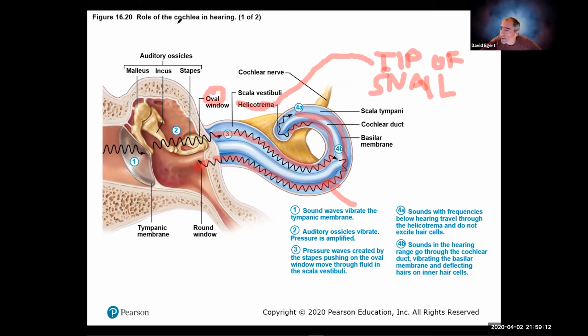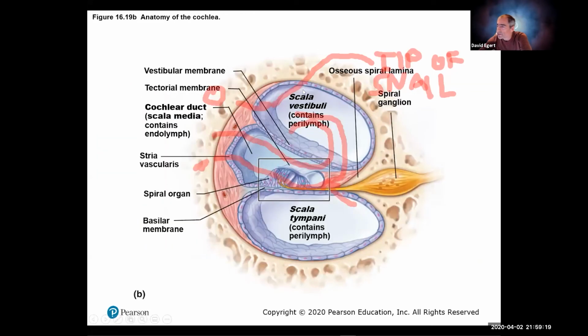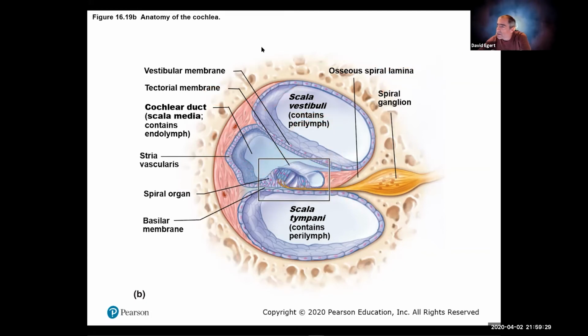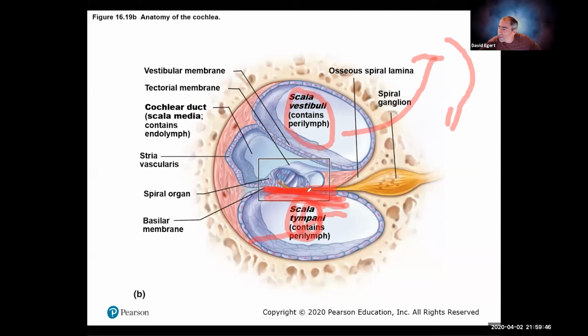So again, if I go back, this is that cross section of that spiral going up. The vibration starts going in the scala vestibuli, or vestibular duct, goes all the way out to the helicotrema, and comes back along this tympanic duct. As the tympanic duct vibrates, this basilar membrane vibrates. And as this basilar membrane vibrates, the hair cells on the organ of Corti are going to shake, and that is going to send a message to your brain that there's vibration, there's sound.